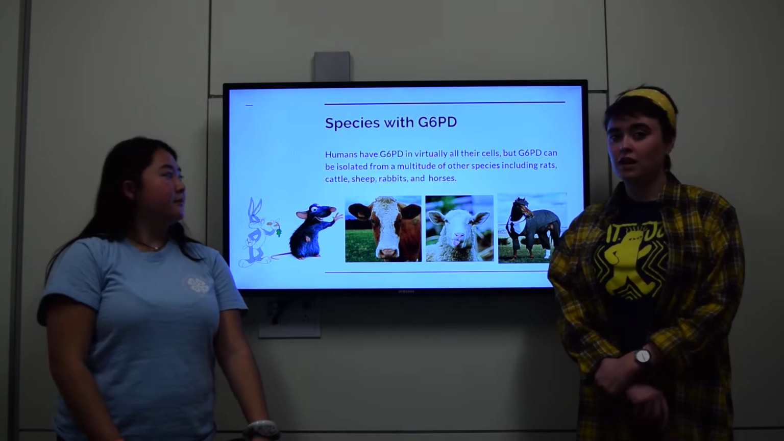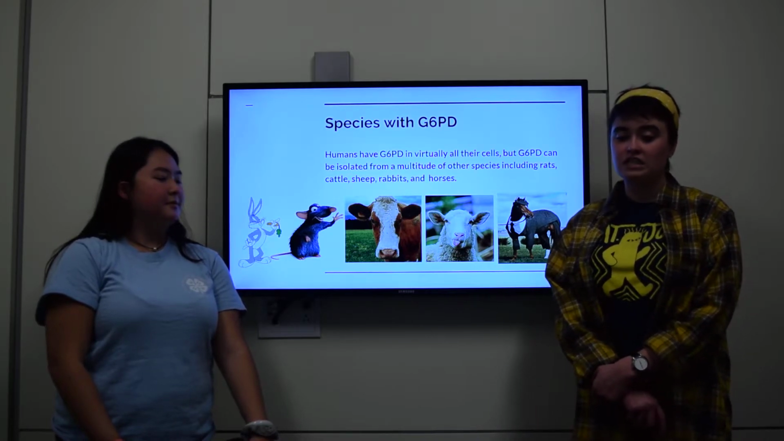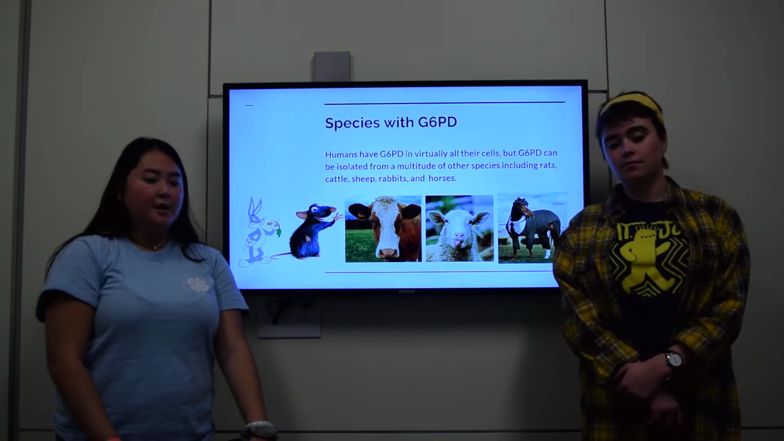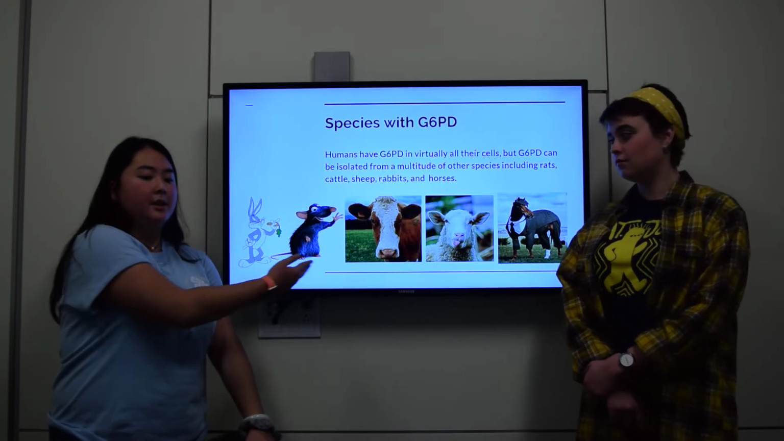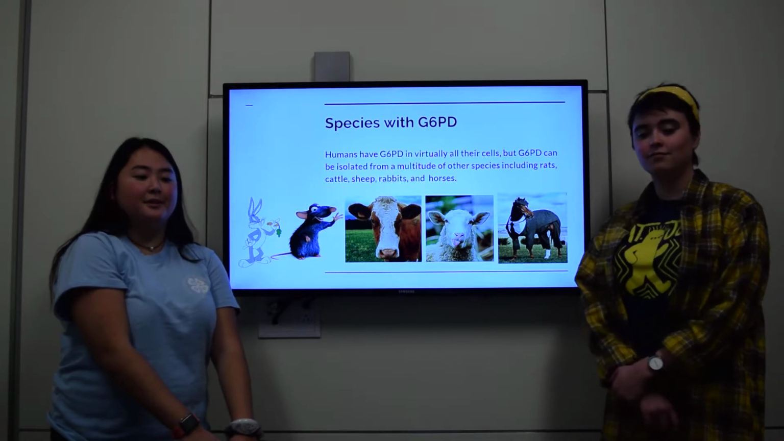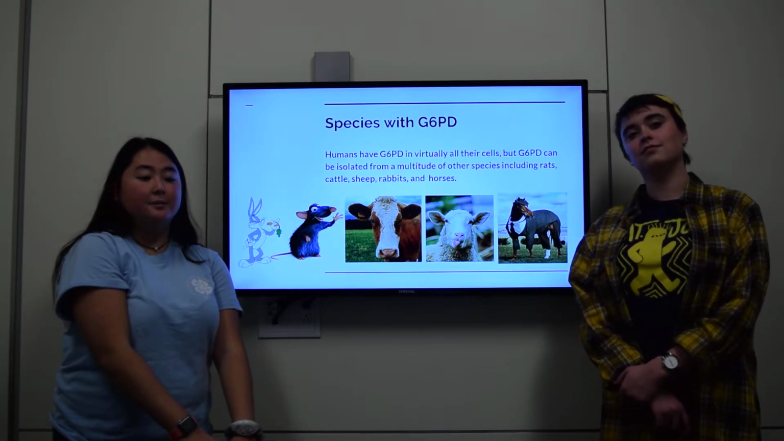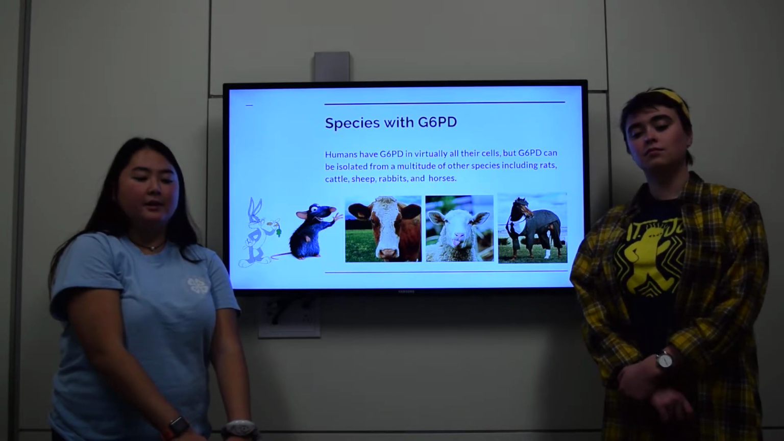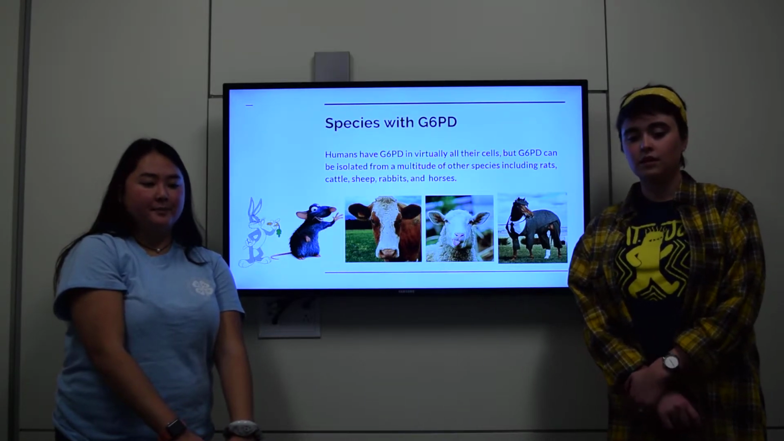Humans have G6PD in virtually all of their cells, but G6PD can be isolated from a multitude of other species. A few of these other species seen here are rats, cattle, sheep, rabbits, and horses, because G6PD is pivotal to defending red blood cells from oxidative stress that can lead to hemolytic anemia.